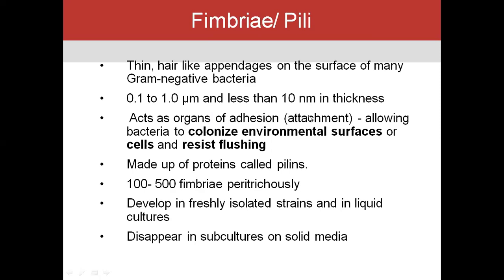They are helpful for attachment. They allow the bacteria to colonize on environmental surfaces and cells, and they resist flushing. They attach strongly to the host body and are made up of proteins called pilins. Almost 100 to 500 fimbriae are present peritrichously, all over the cell.